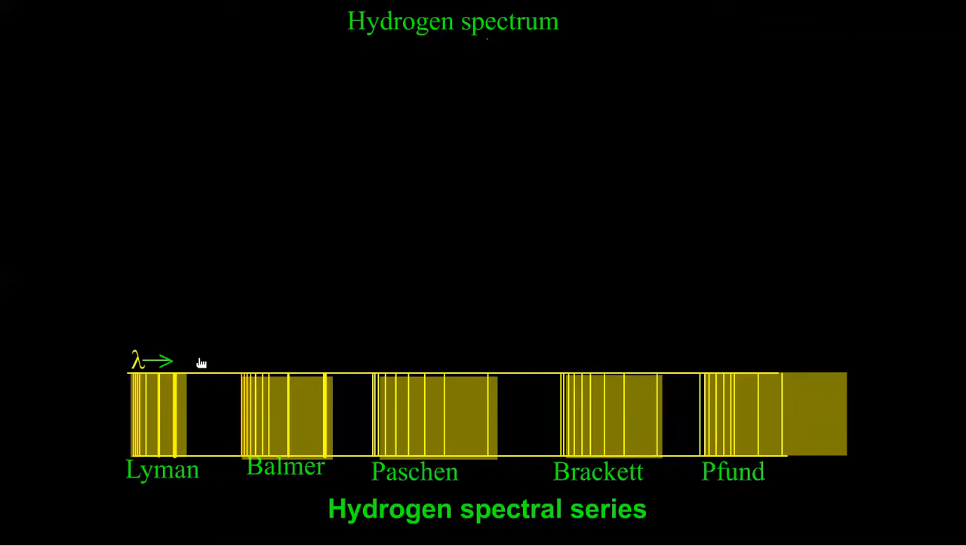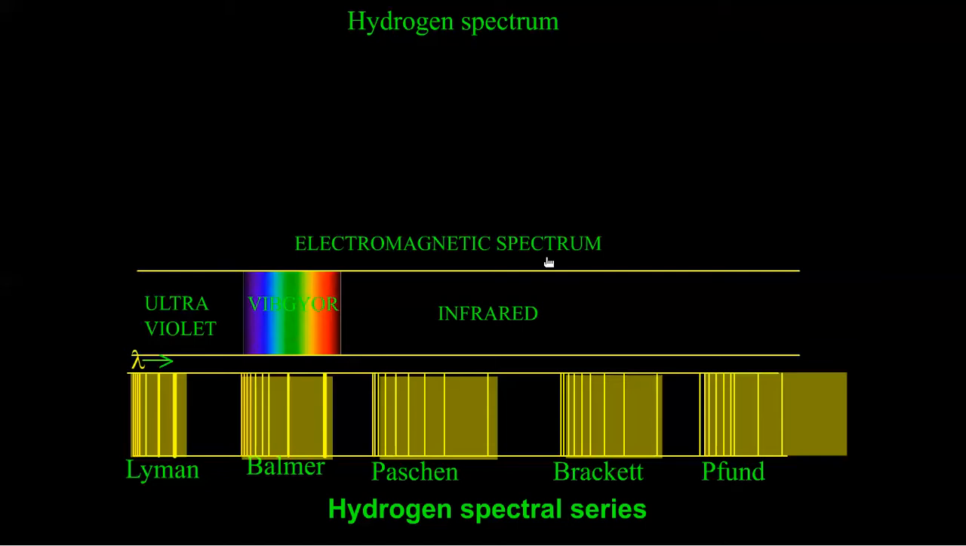So now let us consider the electromagnetic spectrum. We know the electromagnetic spectrum consists of ultraviolet radiation, visible light, infrared radiation, radio waves, etc. When we compare this electromagnetic spectrum with the hydrogen spectral series, this Balmer series corresponds to the visible spectrum. The visible spectrum is a very small portion of the electromagnetic spectrum.